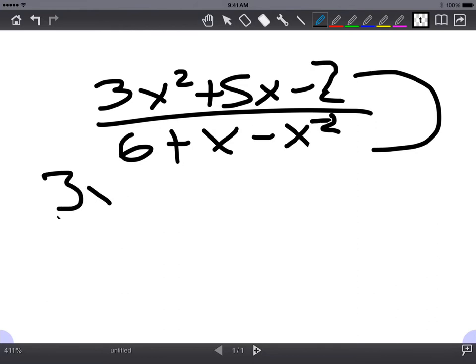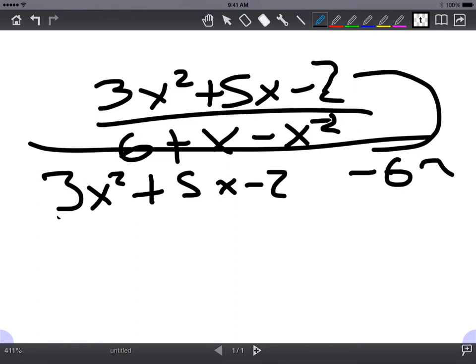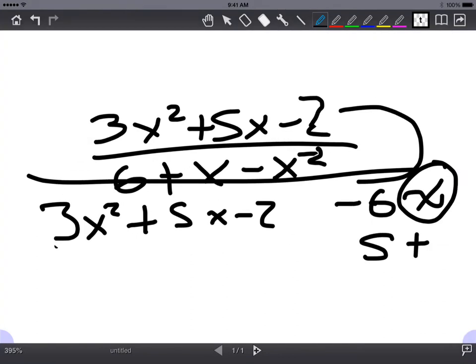So we get 3x squared plus 5x minus 2. What's the product that we're looking for? It's your a term, which is 3, times your c term, which is negative 2. So we want two numbers that multiply to negative 6 and add to 5. I encourage you to pause the video now and think of those two numbers. Okay, those two numbers would be negative 1 and 6, because negative 1 times 6 is negative 6, and negative 1 plus 6 is 5.